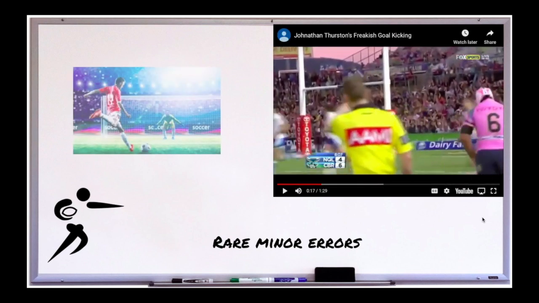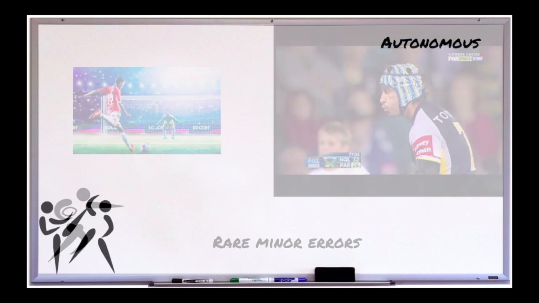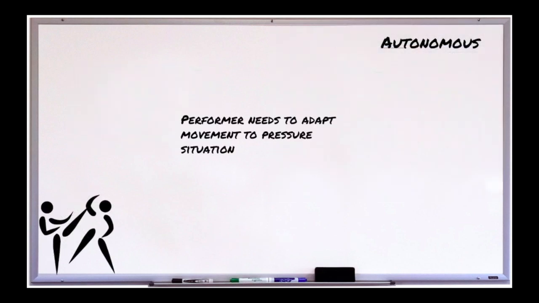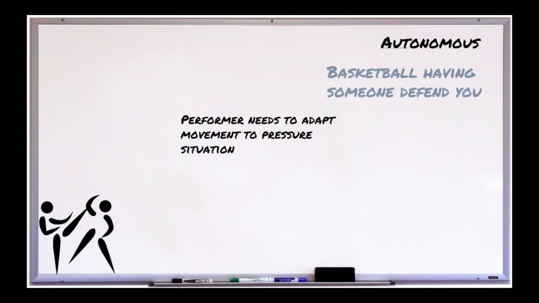This also applies to a soccer game during a penalty shootout when it is the attacker against the goalie one-on-one. The performer will need to adapt their movement to a pressure situation. For example, a basketball player dribbling the ball when a defender is approaching them. They may need to switch the hands which they are dribbling the ball in, or change direction to try and get away from the defense.